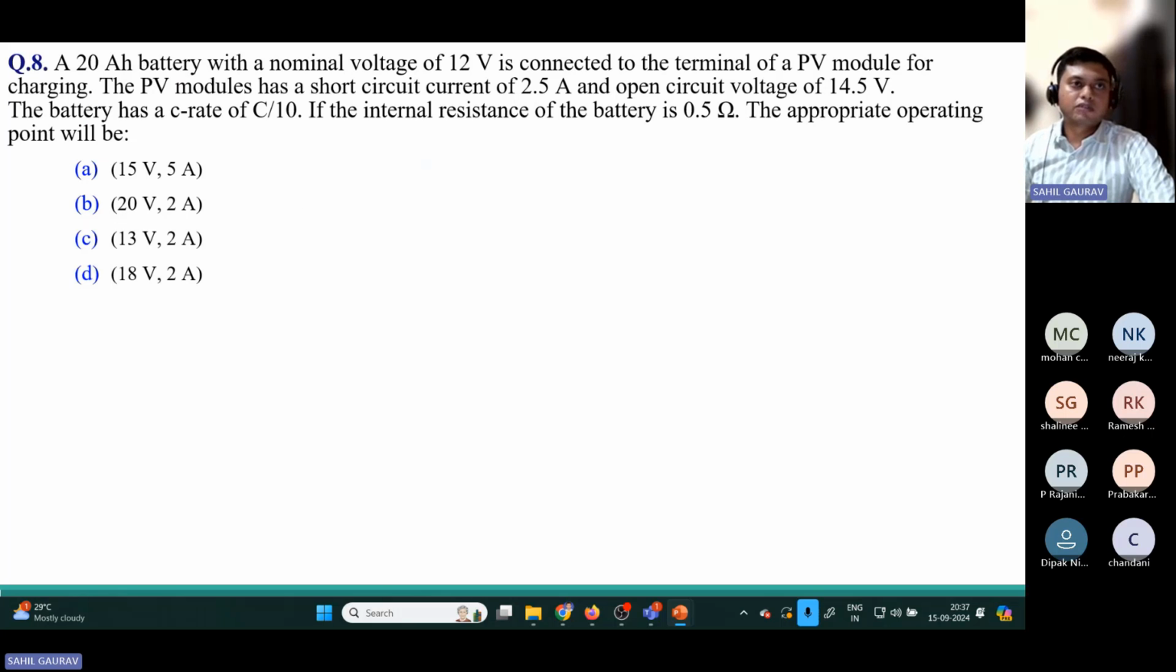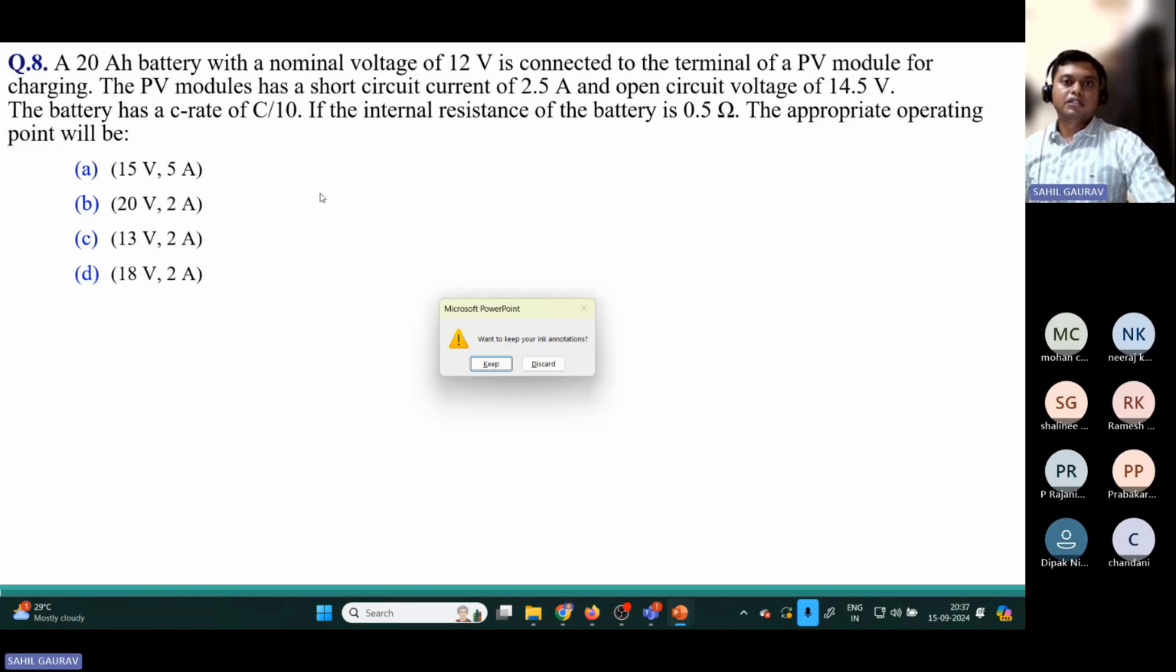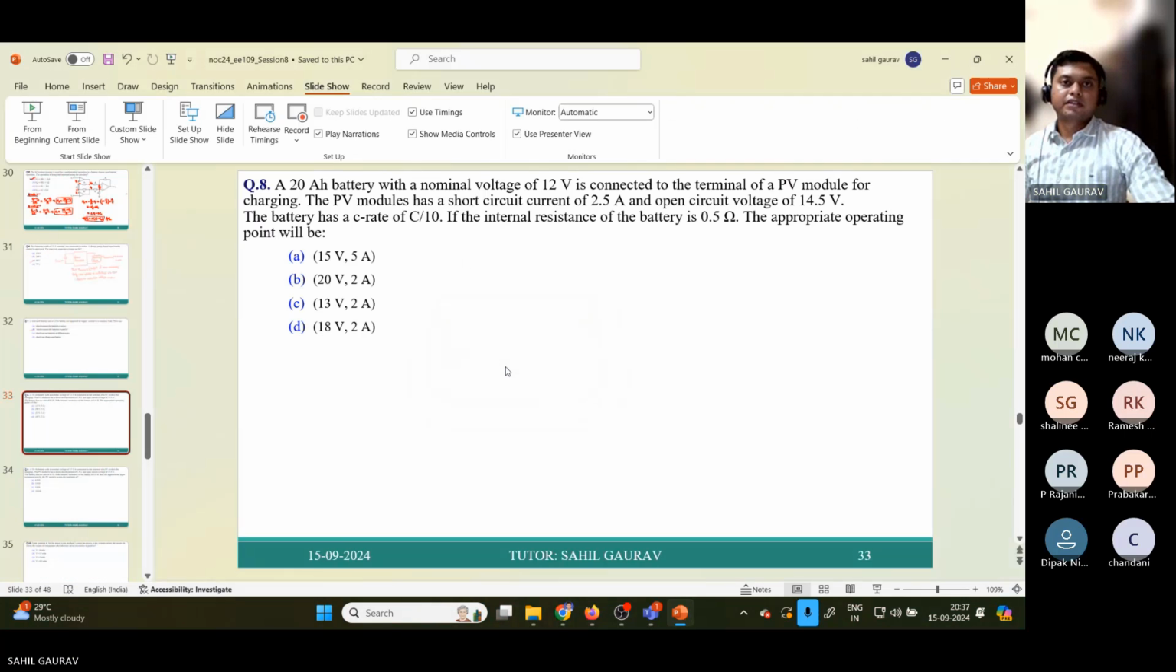Now let us see the next problem. The 20 ampere hour battery with a nominal voltage of 12 volt is connected to the terminal of a PV module.